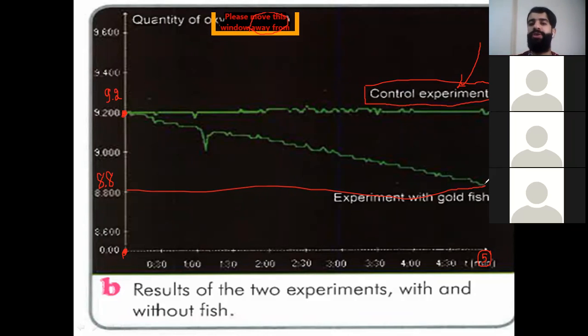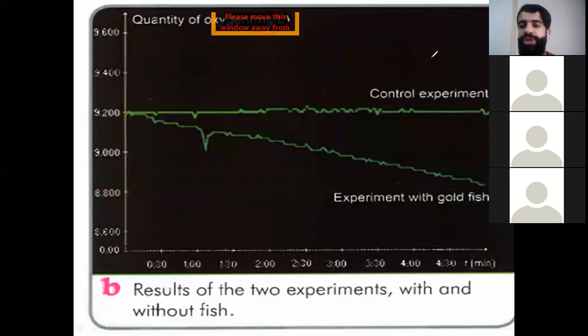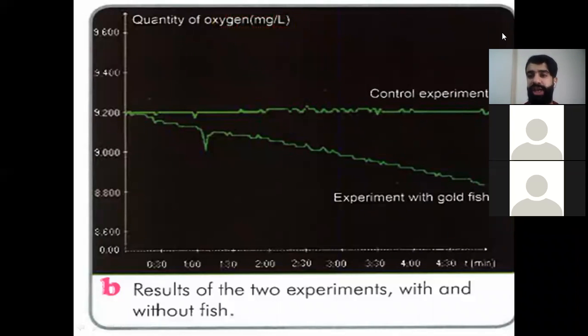What can you deduce here? I want the conclusion. Who can give me the conclusion here? When we have fish, the quantity of oxygen decreases. When we don't have fish, the quantity remains the same. So what is the function of the fish? What does the fish do here? Yes, Sari. So what do you conclude here?